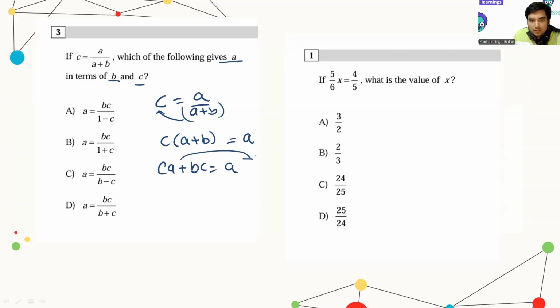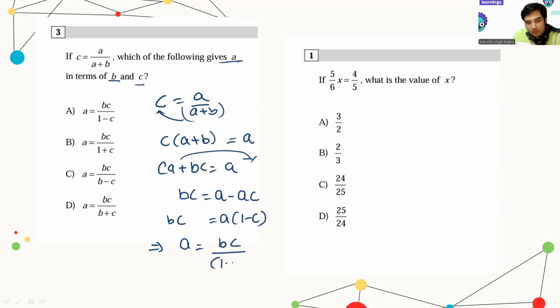Right, now shift this thing to this side. So bc is equal to a take away ac. So what happens? I get a times 1 minus c is equal to bc. So this implies a is equal to bc over 1 minus c.